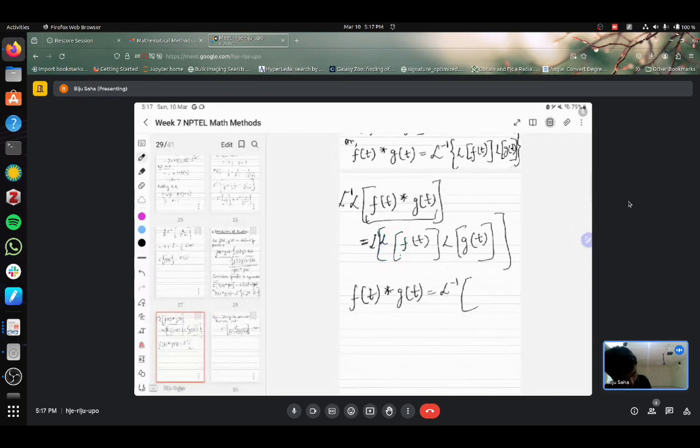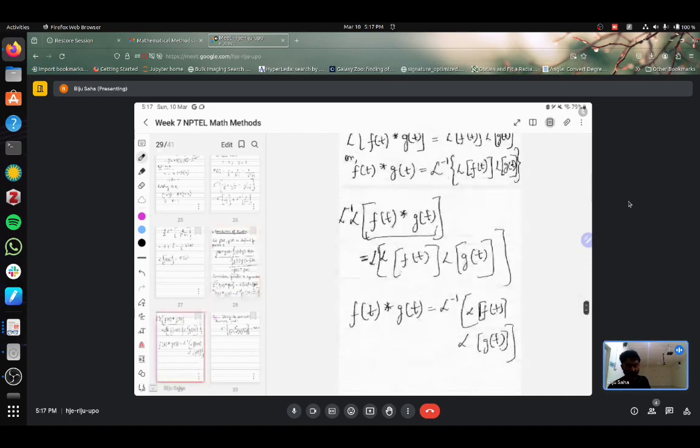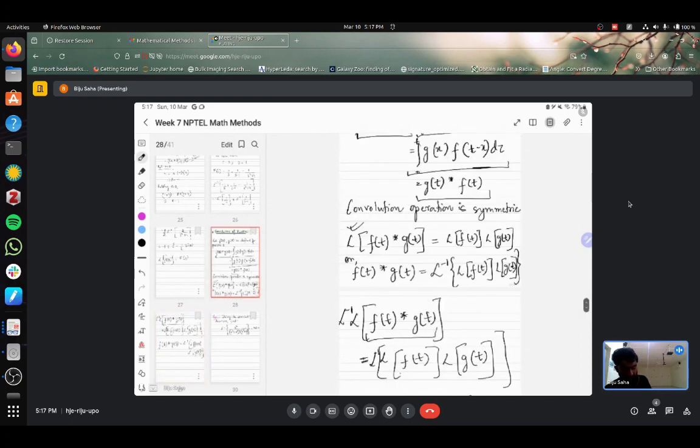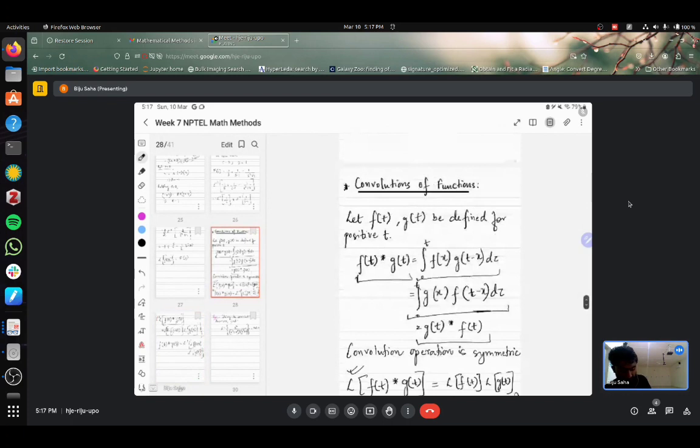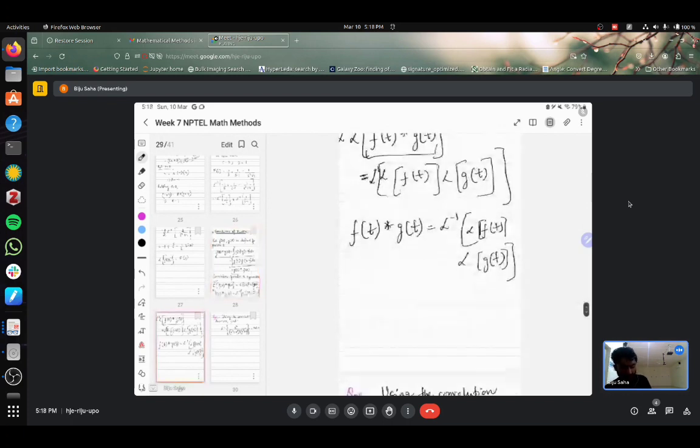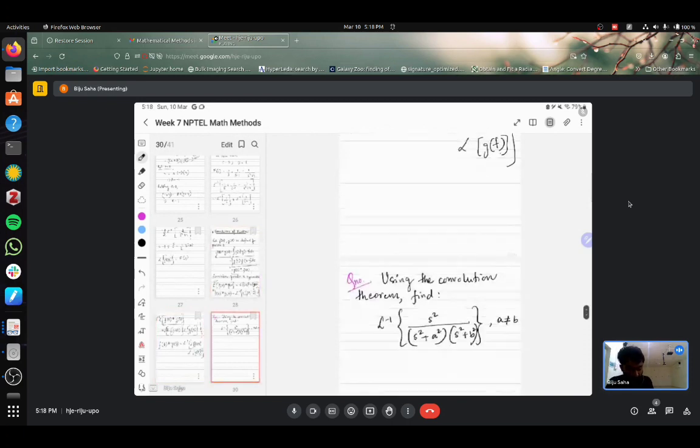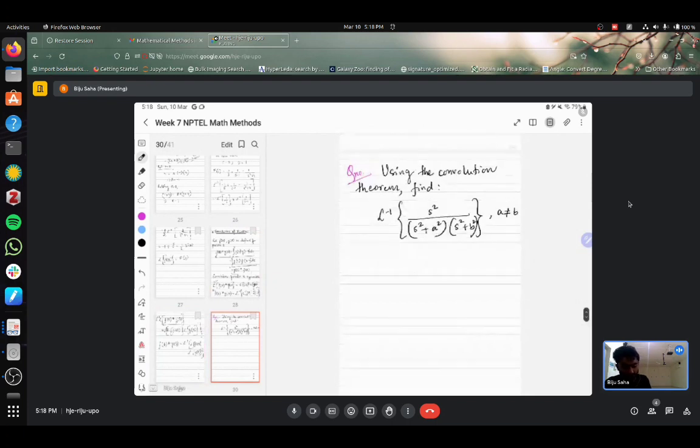Okay, let me just write Laplace of f(t) Laplace of g(t). So what you get to know is that one thing is sure, that this convolution operator has two definitions. Either you could follow this approach, that is perform the integration, or you could find out the inverse Laplace transform of this product. So these are the two properties that will be helpful. So how it will be helpful in this context, it is to find out the inverse Laplace transform.